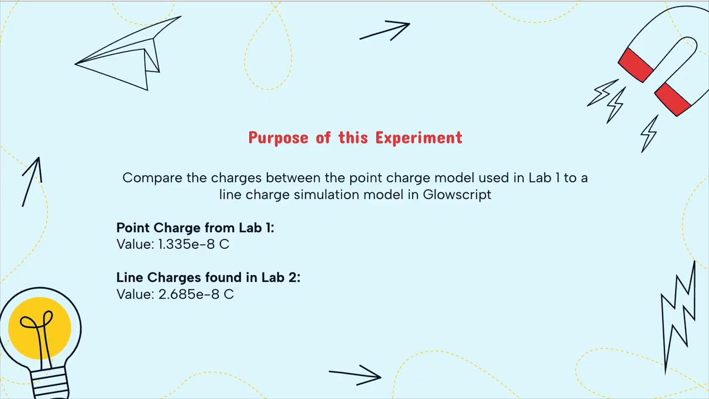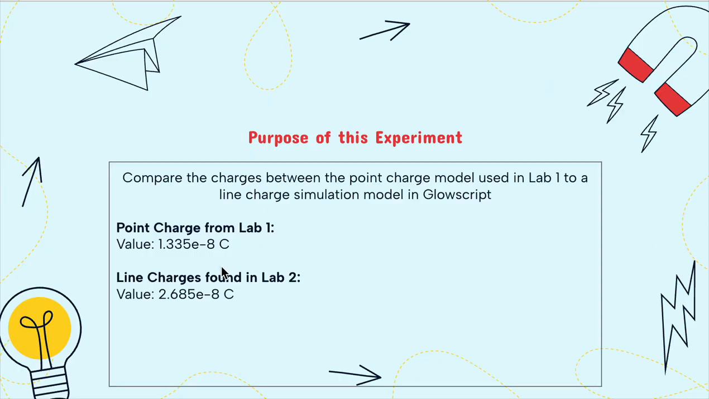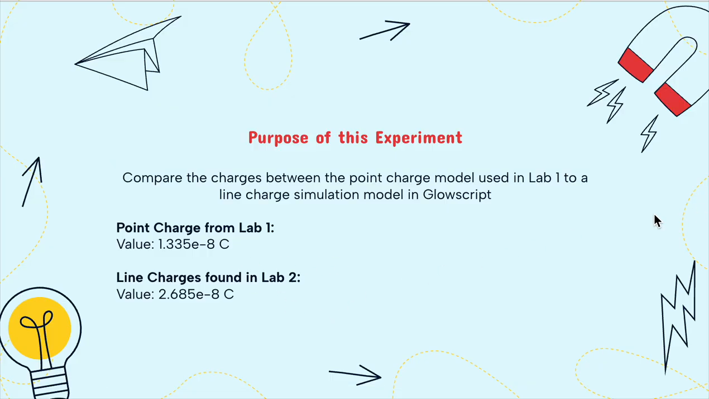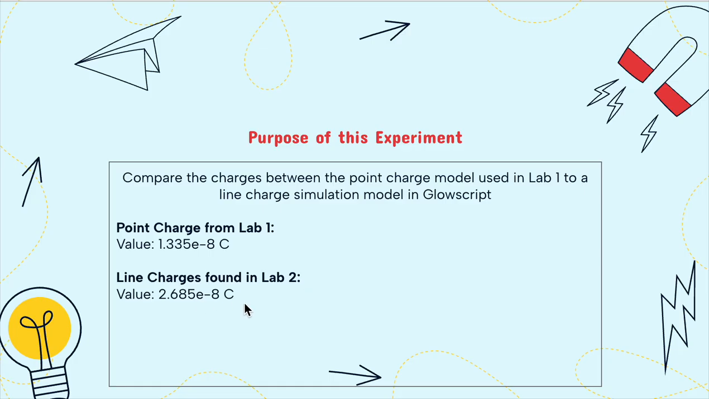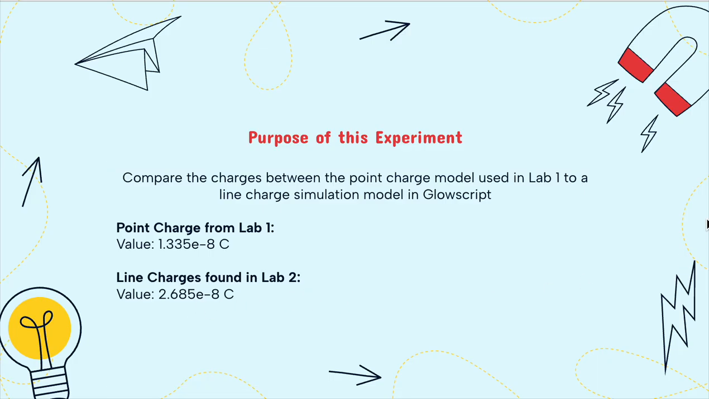So the purpose of this experiment is to compare the charges between the point charge model used in Lab 1 to a line charge simulation model in GlowScript that effectively models many back-to-back point charges instead. As a bit of a spoiler, from Lab 1, we assigned a charge value of 1.335 times 10 to the negative 8th coulombs for the point charge. And then for Lab 2, we find that for the line charge, each point has a charge of 2.685 times 10 to the negative 8th coulombs.